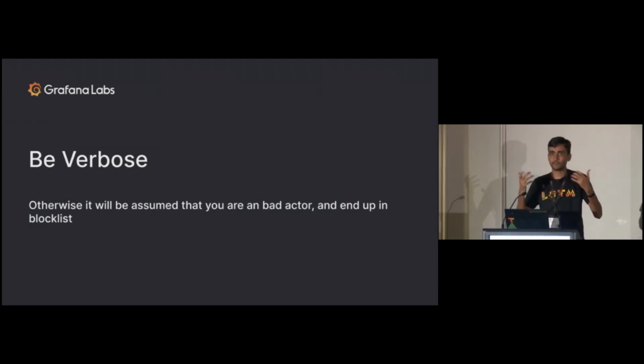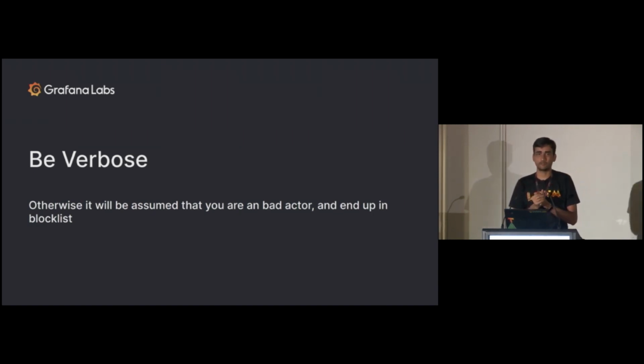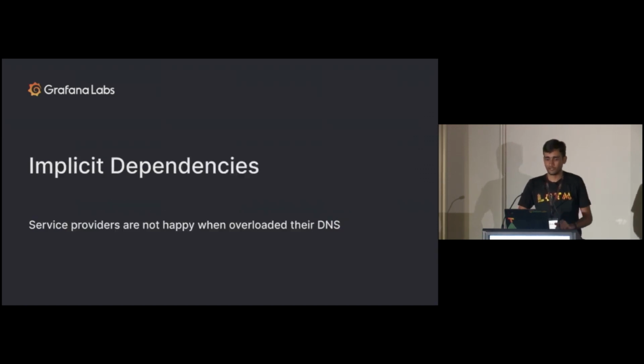So if you are verbose in your user agent headers and publish your IPs, saying these are our IPs and they belong to this product, people will be able to come back to you instead of just blindly blocking you. So we publish a full user agent with a URL that you can use to contact us, which is nice instead of just getting blocked.